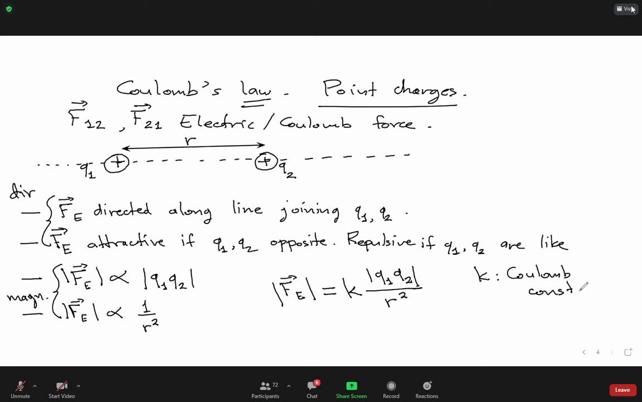Presumably, it's a property of this universe that we happen to be in. This thing, of course, will have a particular value depending on the units that you're using. Also notice here that we have to have a way to measure charge. How do we measure charge? Well, the same way we measure mass. We just take a charge and we call it the unit, and we compare everything to that. In the international system, the unit of charge is 1 Coulomb.